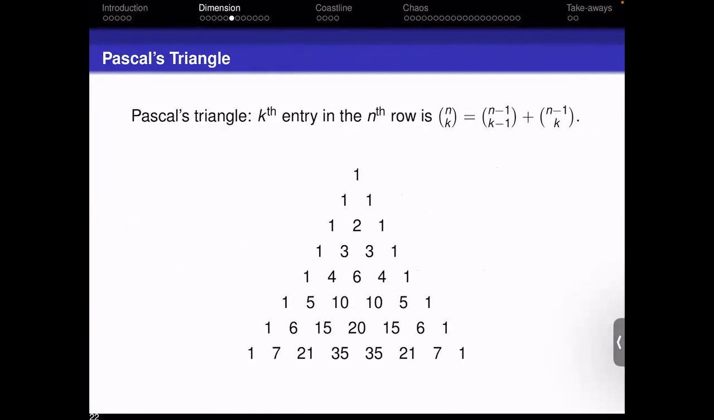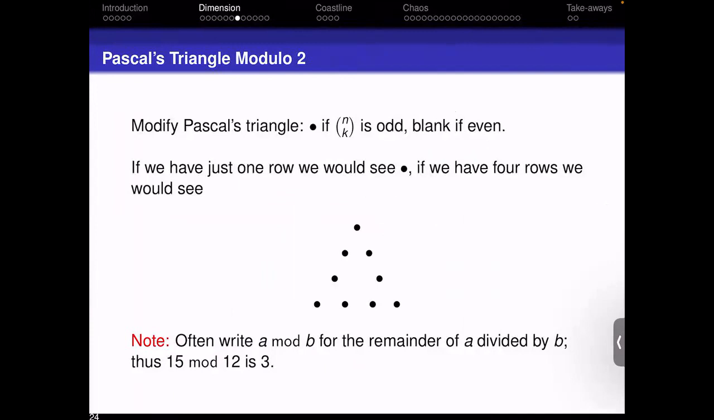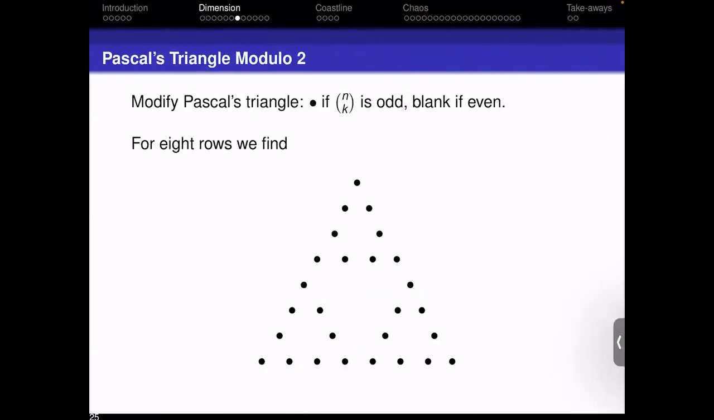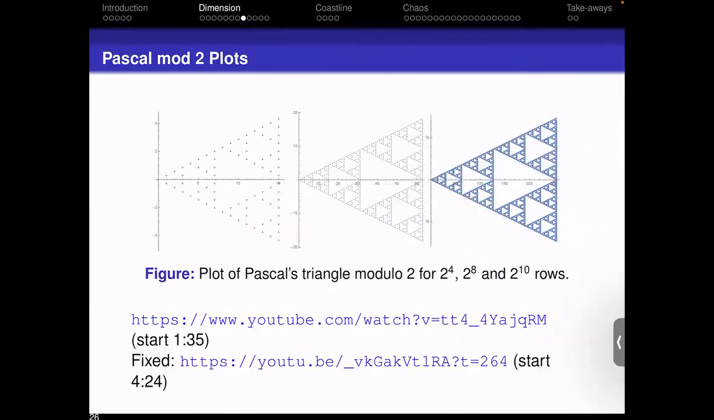Let's look at Pascal's triangle, which you've hopefully seen many times. I'm going to take every odd number and put a dot, and I'm going to delete every even number. And so this is what I would get if I looked at just the first 4 levels. If I looked at the first 8 levels, I would get the following. And I can keep looking at more and more levels. So if you want, you can watch videos of these later where it expands things out.